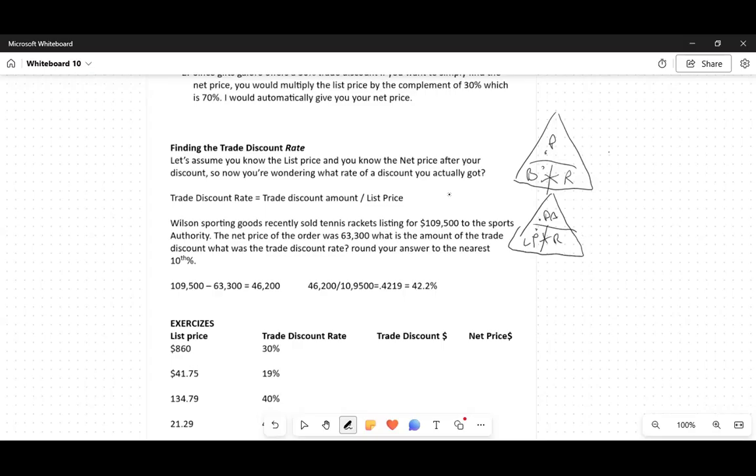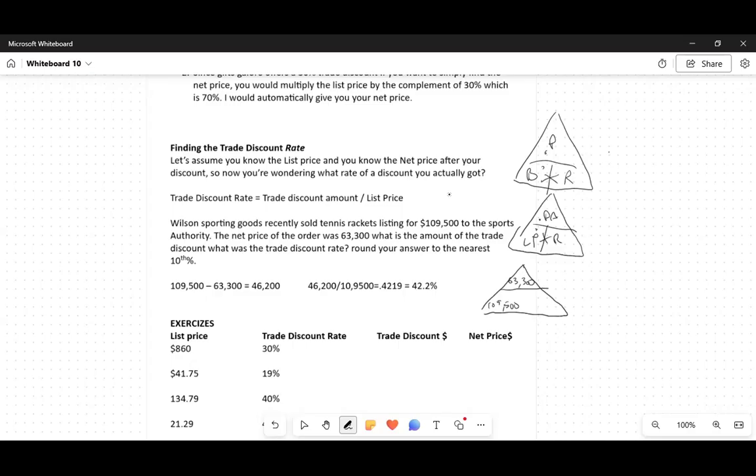So looking at that, Wilson Sporting Goods recently sold tennis rackets, listing for $109,500. So let's just do it this way. We'll do 109,500, and they have a net price order of 63,300. So that would be my net price. And then it says, what is the amount of the trade discount?